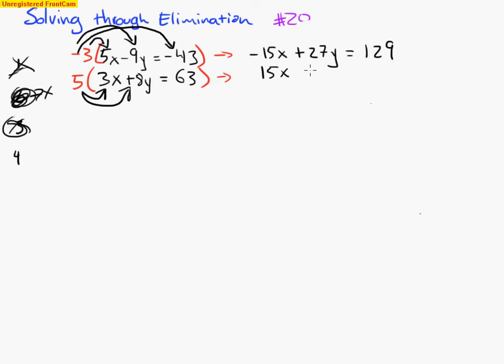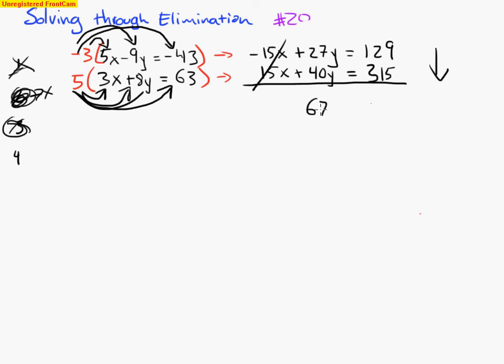Down here, 5 times 3, 15x. 5 times 8, 40y. 5 times 63, 315. Time to go straight down now. This crosses out. That's good. This adds up. 67y equals, and all this stuff adds up to 444 is what I'm getting.